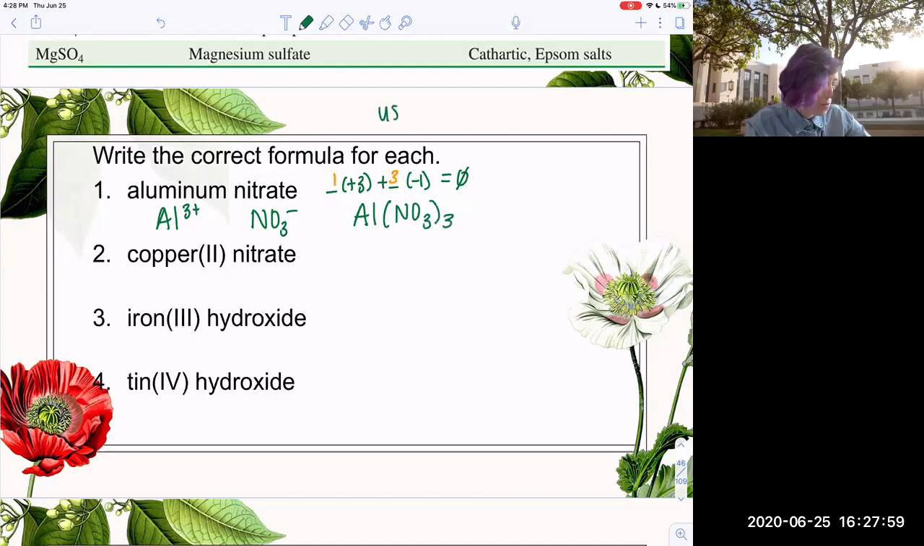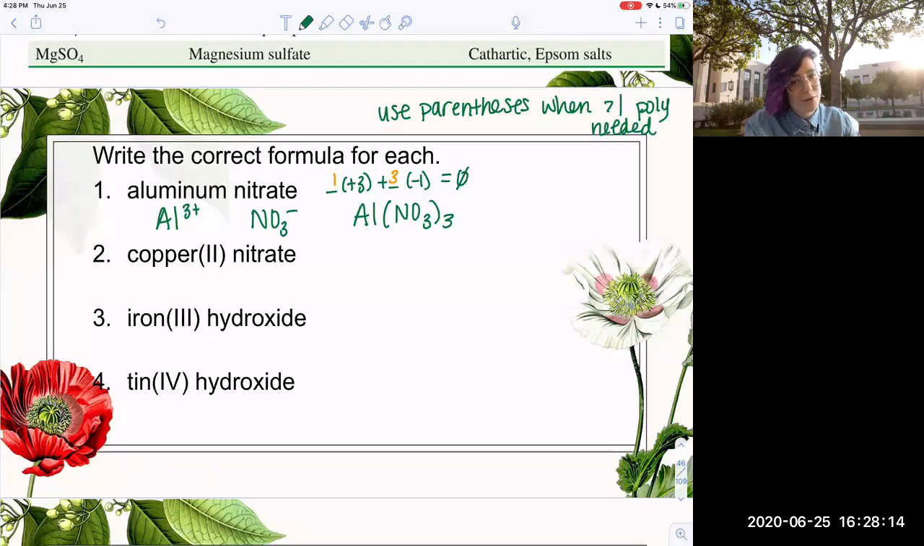So we use parentheses when we need more than one polyatomic ion. But we don't use parentheses when we just need one. When you need more than one of these, you must use parentheses. So that's my aluminum nitrate right there. Okay, let's look at copper 2 nitrate. What's the charge of copper?